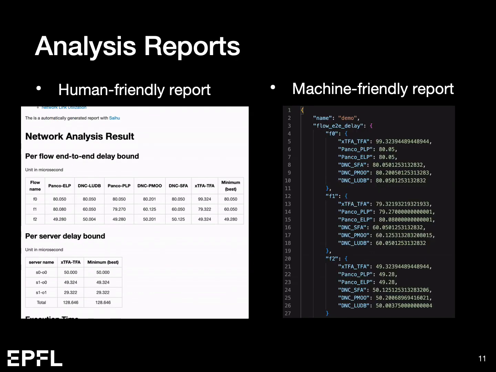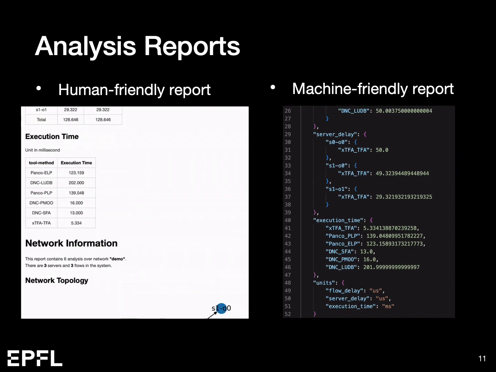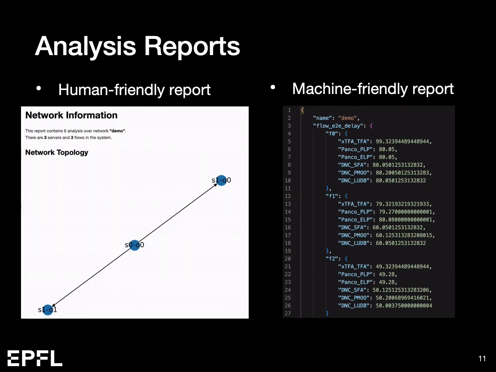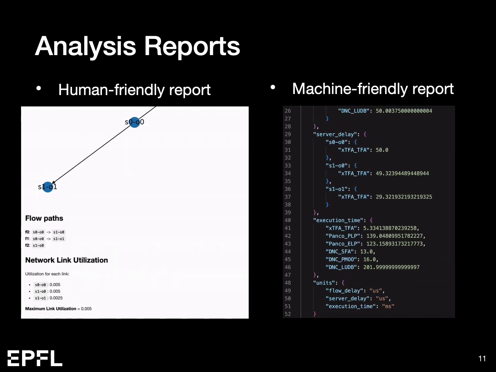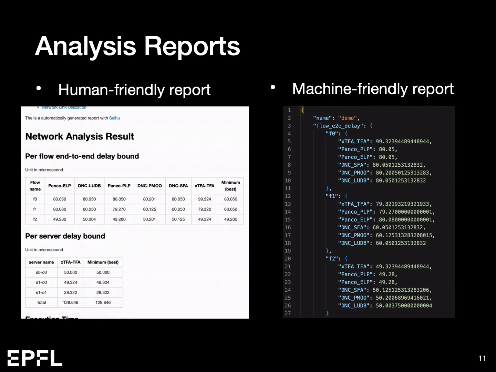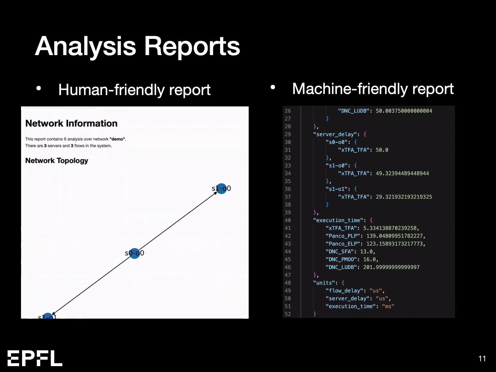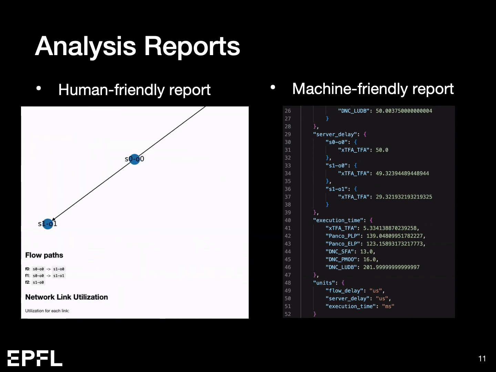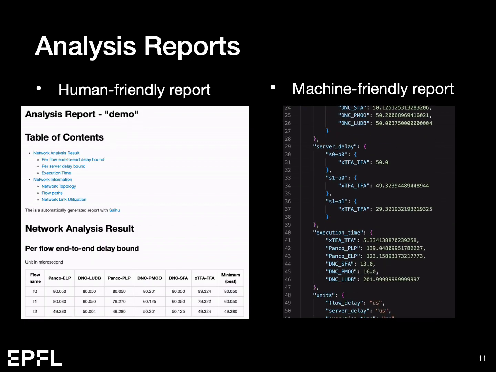After the execution, Saihu can generate two reports. We refer to one as the human-friendly report and the other one as the machine-friendly report. As you can see, the human-friendly report is a markdown file that prints first the delay bound of the flows and the servers, the execution time of each tool and method, the network topology, the flow paths, and link utilization of the network. It's designed to be easily read directly by the user.